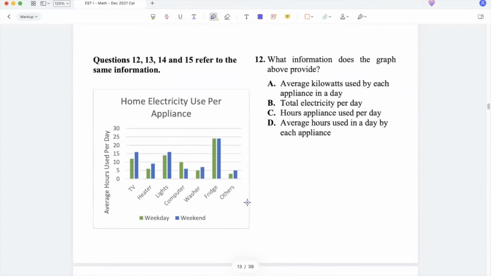Okay. What information does the graph above provide? Home electricity use per appliance, average hours used per day. Average kilowatts used by each appliance in a day? No, total electricity per day. Hours appliance used per day, average hours used in a day. Average hours used in a day by each appliance. Yeah, it's D.